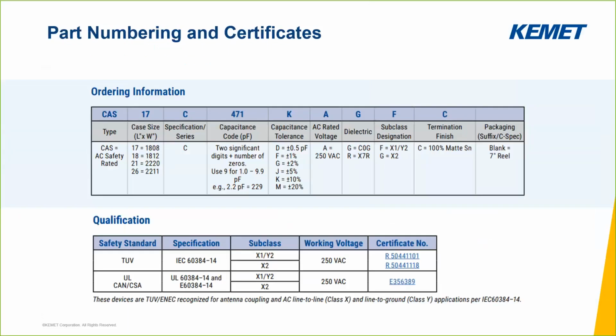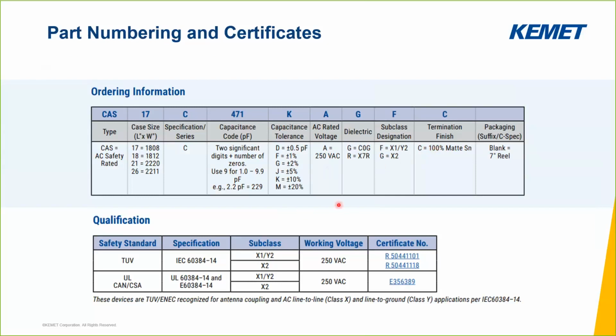Now, these are available in standard termination. No flex term options are available at this time. And here's the ordering code that you can see here. We call this the CAS Series with 4 different case sizes, and it follows a very similar part number structure as other Chemet part types. You have 2 subclass definitions, X1, Y2, and X2. Again, these are rated to 250 volts.